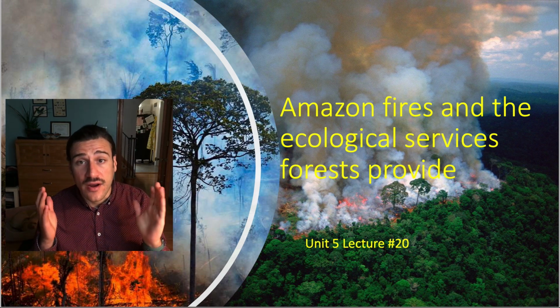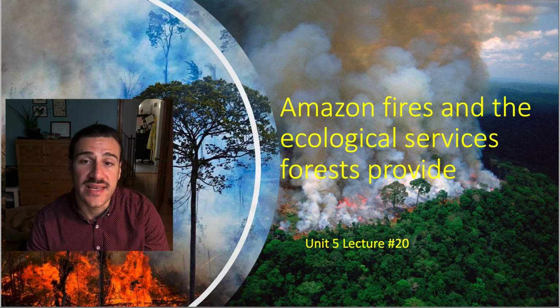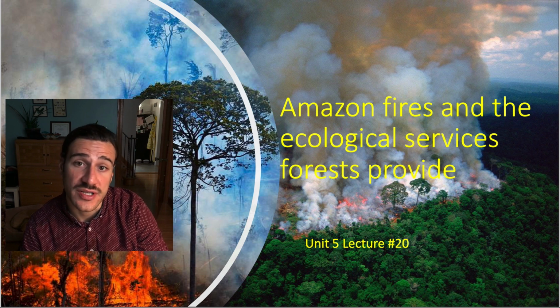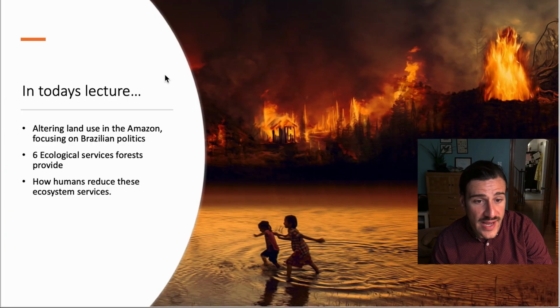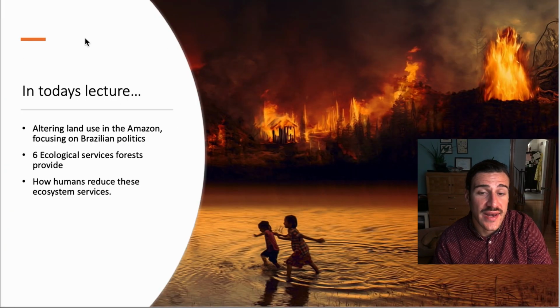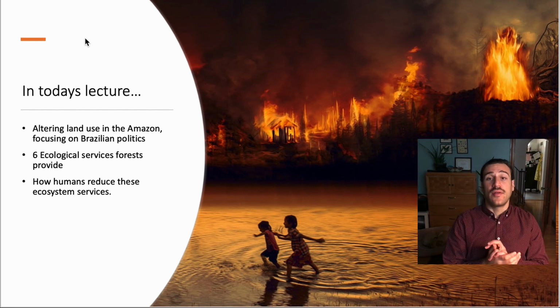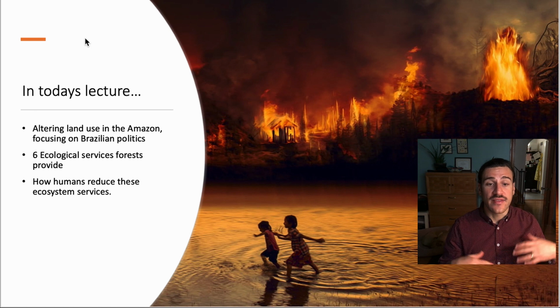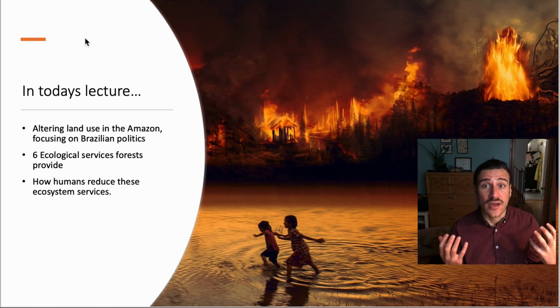And again, we are going to focus on these Amazonian fires as well as the ecological services that forests provide us with. So, like I mentioned, we're going to focus on how these forest fires started in the first place, which has to do with the altering land use. And we're going to focus on the Brazilian politics that has led to this Amazonian destruction. And again, this is ongoing, right?